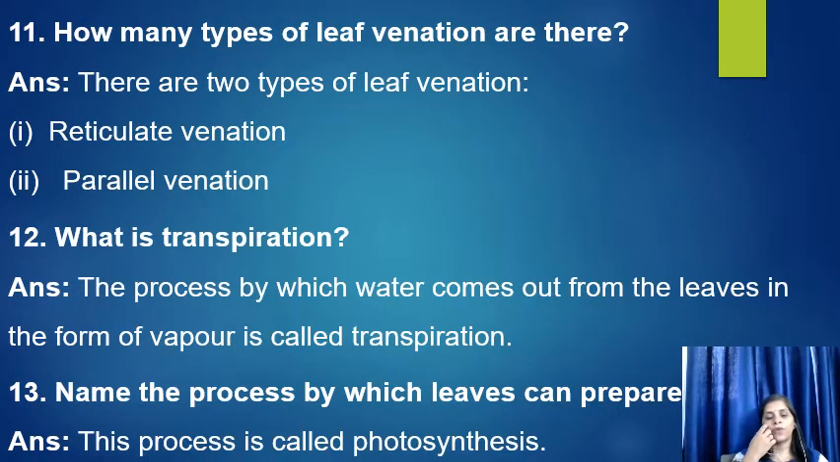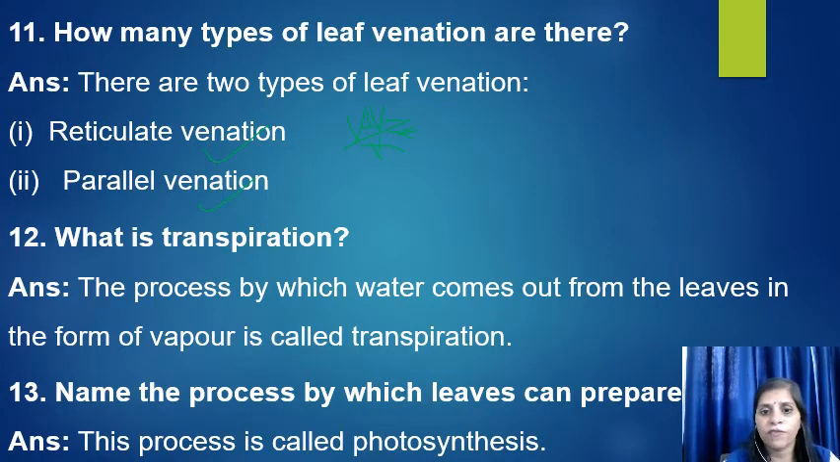How many types of leaf venation are there? There are two types of leaf venation, reticulate venation and parallel venation. In reticulate venation, the main midrib is there, and from that several veins are coming, and those veins are making a net-like structure on the surface of the leaf. You can see over here, I'm just showing you one example. This is your reticulate venation.